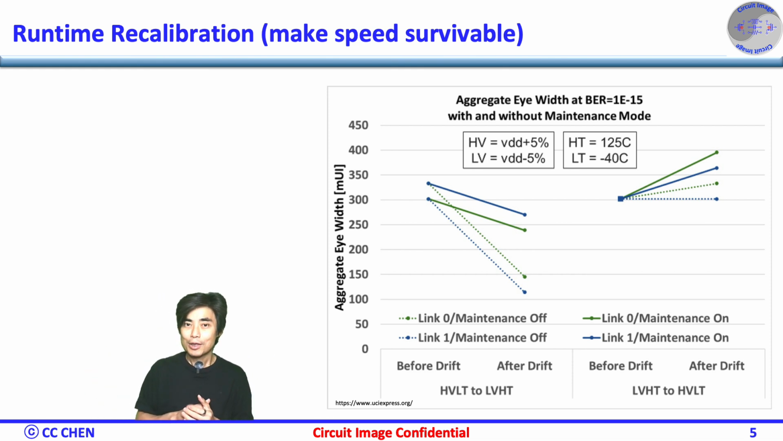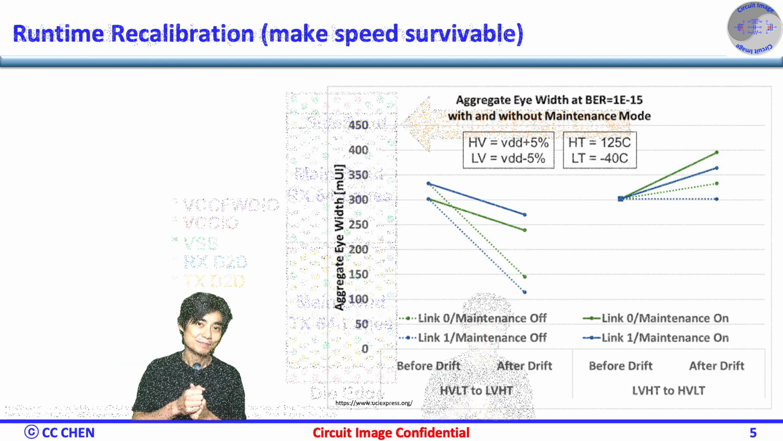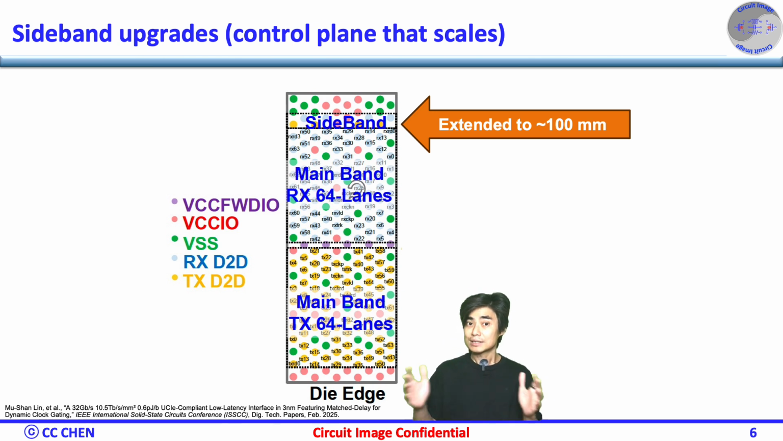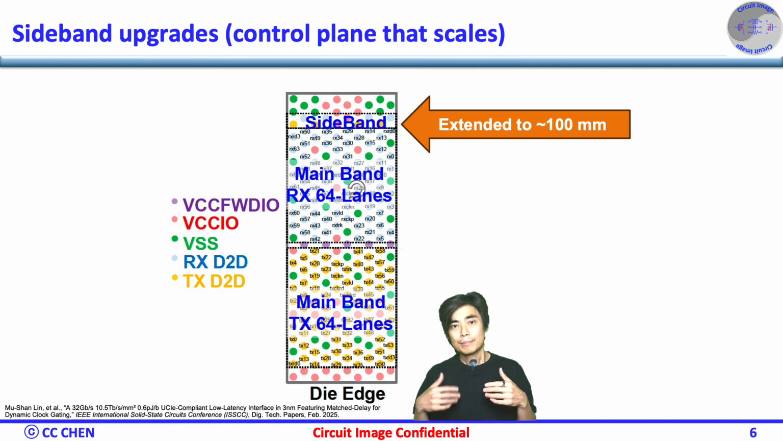Beyond stability, 3.0 also improves how we control and service the system. Early firmware download speeds up bring up and reduces field failure needs. Priority messages make urgent actions happen quickly and predictably. With sideband reach extended to about 100 mm, you can treat control like a small service network. Star or mesh layouts, out of band debug, and monitoring right on the package.